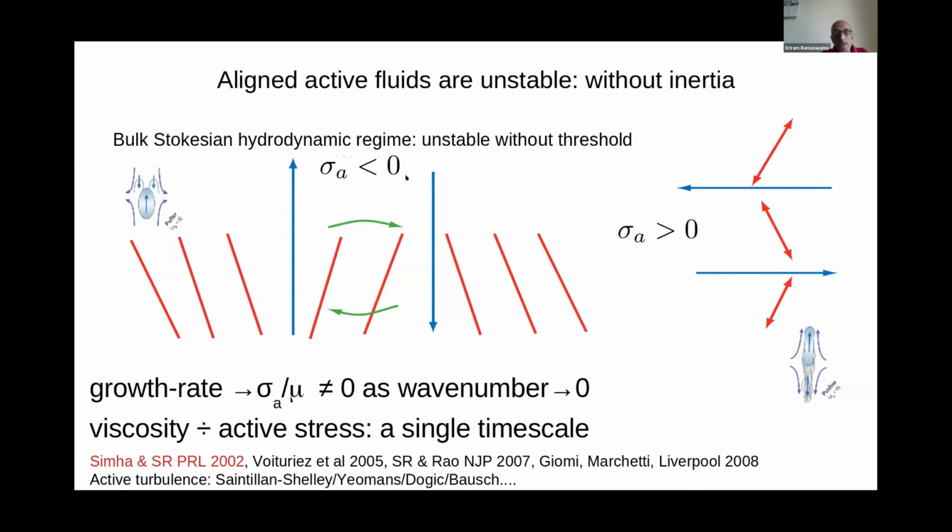The presence of a single scale of stress in a system with a viscosity mu introduces a single time scale. And what we predict, over the regime in which Stokes hydrodynamics applies, is that no matter what the length scale of perturbation, its growth rate is independent of that length scale. There is a single time scale of growth rate, which is given by viscosity divided by active stress. So this has many other consequences.